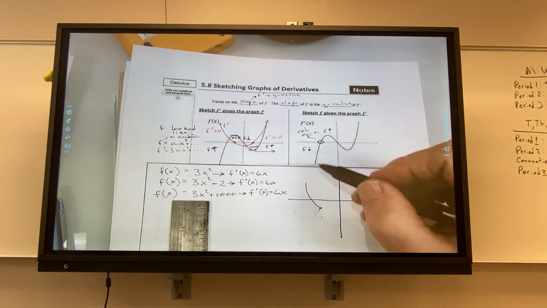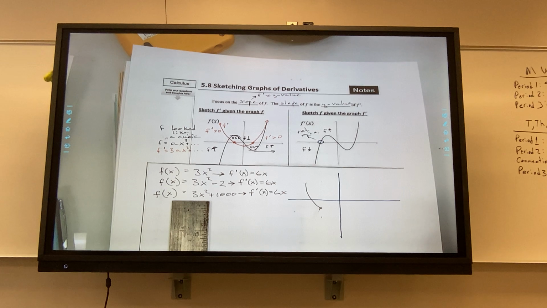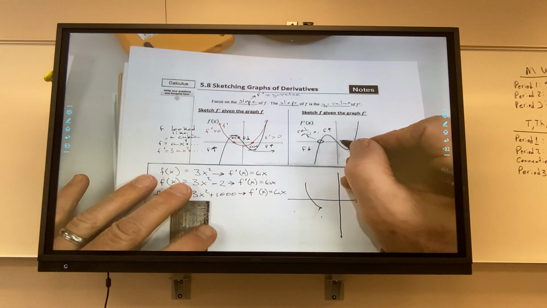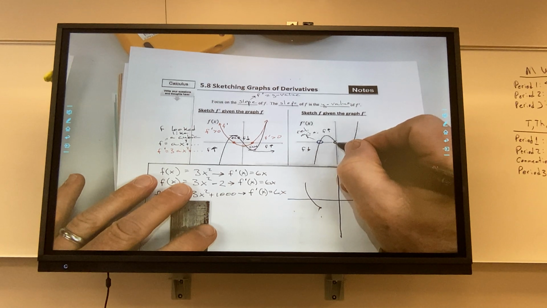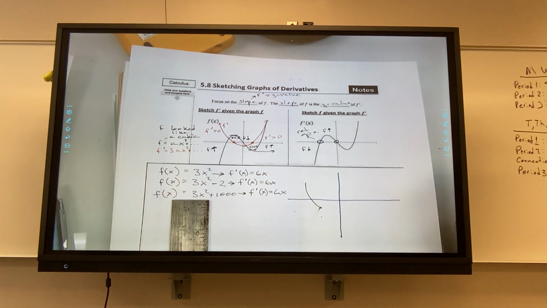Because this is negative, f is going down. Now, what do I know about this? It is a point of inflection, I believe. It's the point of inflection of the derivative. Yes. Okay, but this is the derivative. What is it in terms of f? That is a good question, one I don't have an answer to. Okay, anybody know?